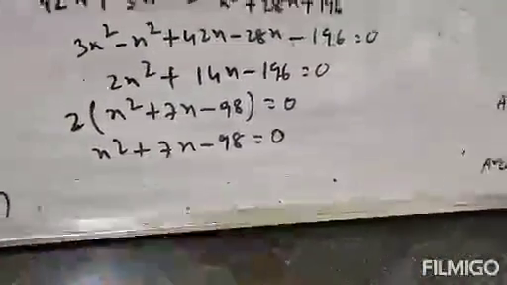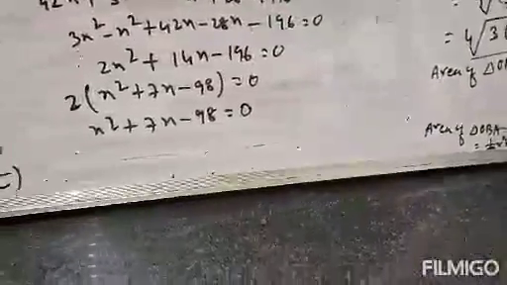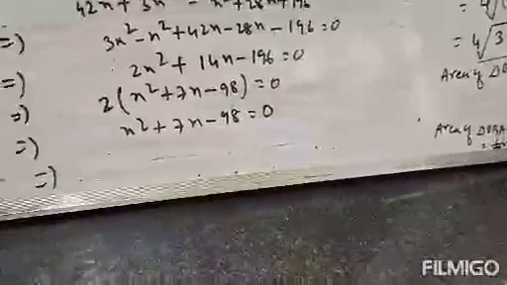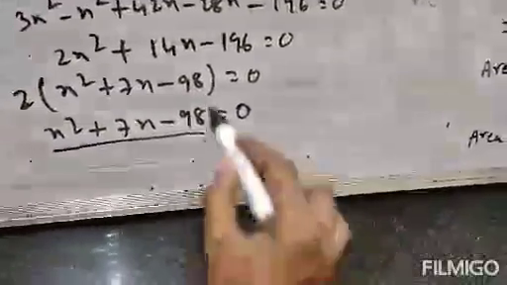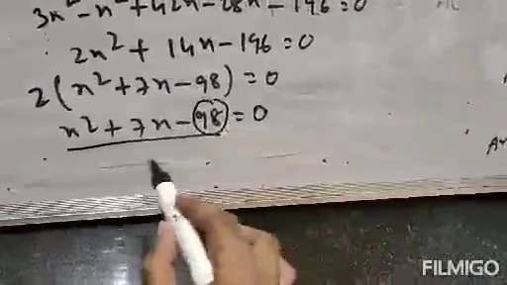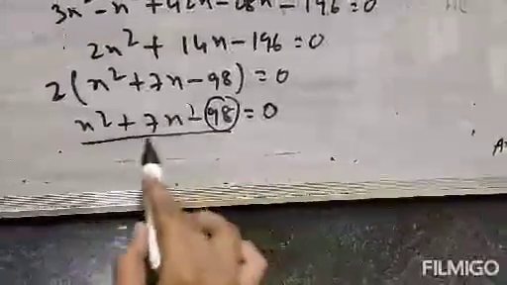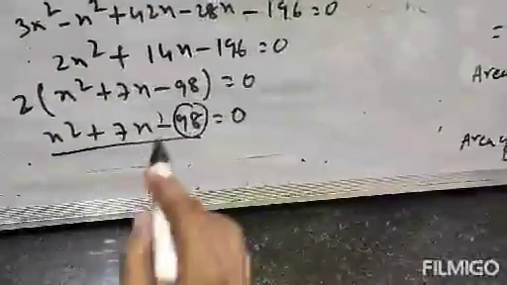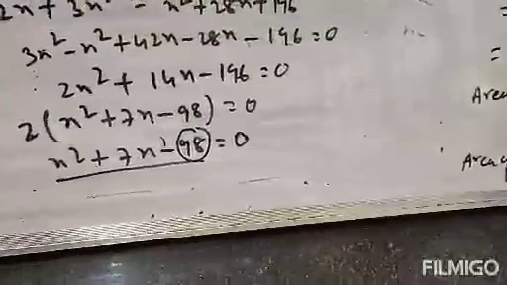Now this is the middle term factorization. We have studied the factorization part in class 9 or class 8, I guess. So this is the case of middle term factorization, where you will factorize this 98 and write the middle expression in terms of 98. If you multiply, it will be 7 into 14. 7 into 14 means 98.